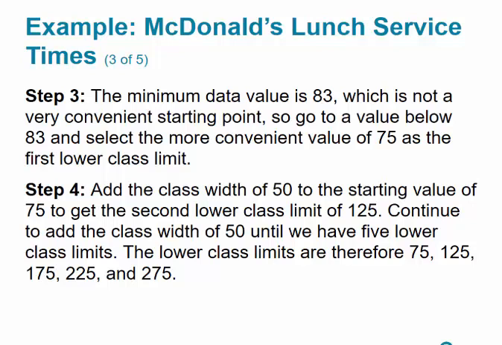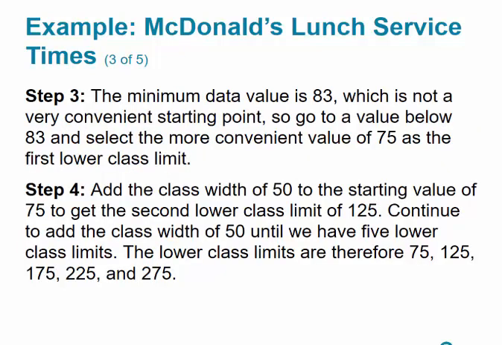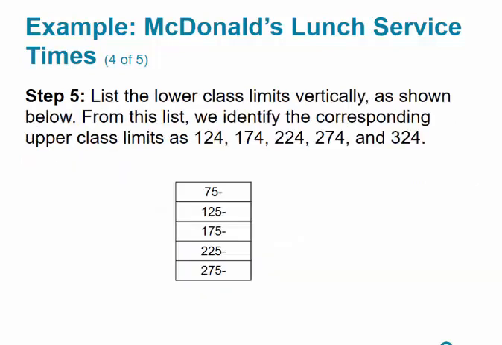The PowerPoint, the textbook, used 75, so we're going to go ahead and go with 75. The class width that they got was 50, which is what they had when they simply rounded up to 50 to 45. So if you add 50 to 75, you get 125, and then you keep adding that 50 to each subsequent value. So then you end up with 75, 125, 175, 225, and then 275. And these are your lower class limits.